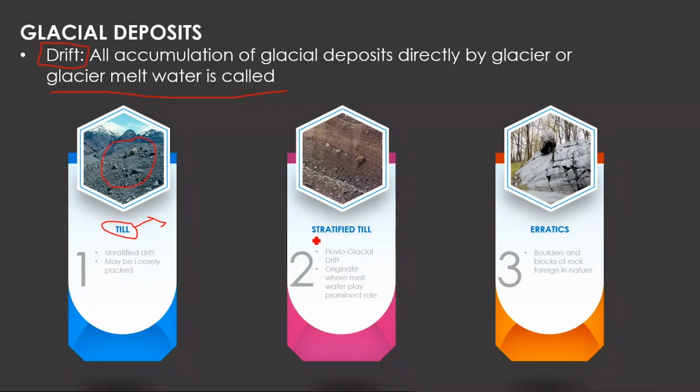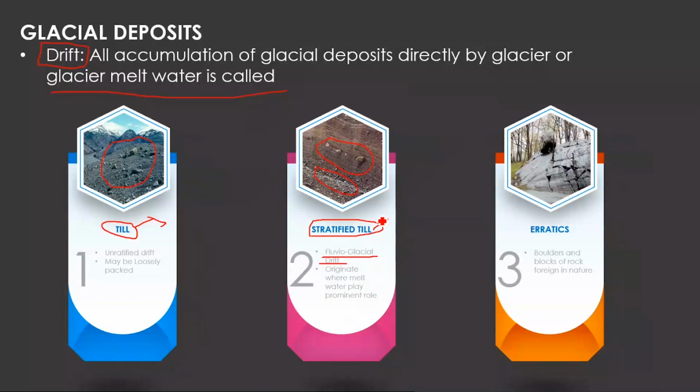The stratified till is something which is a joint action of fluvial deposits and glacial deposits. As I said, the glacier reaches an area where the ice starts melting. As a result, what happens? The water will start flowing. So at the end of the glacier, the process is a river or fluvial process. That fluvial process will rework the sediments and it may produce some kind of stratified deposits. We call it a stratified till.